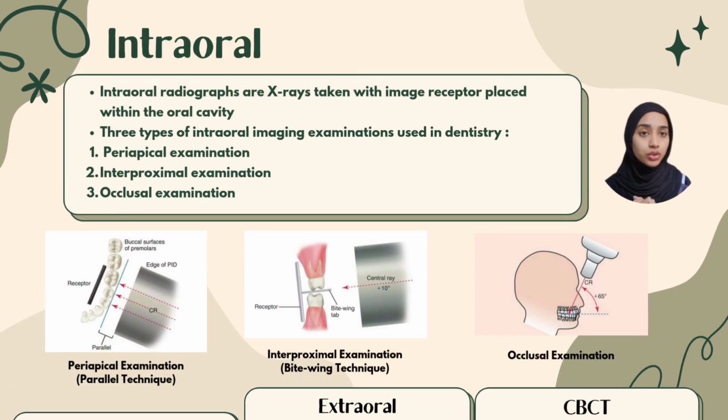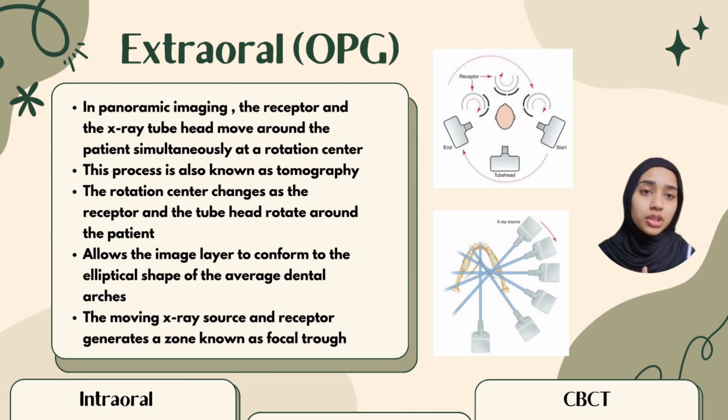So let's start with 2D imaging. Firstly is the intraoral. Intraoral imaging is when the X-ray beam is directed to the image receptor placed in the patient's mouth. And there are three types of examination, which are periapical, interproximal, and occlusal examination. Next, for extraoral imaging, we have the OPG or orthopantomogram.